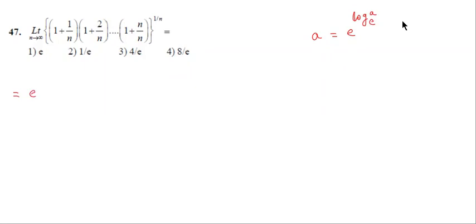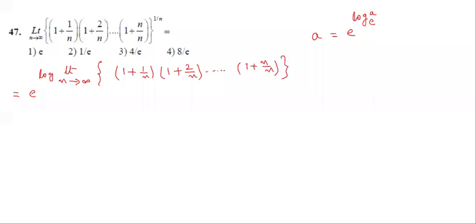Apply this formula, you will get answer easily. E power logarithm of limit, or limit take outside, no problem. Okay, I'm writing first. Limit n tends to infinite 1 plus 1 by n into 1 plus 2 by n into and so on 1 plus n by n whole power 1 by n. The power 1 by n is coming in front of the logarithm. Students, now I am writing like this.